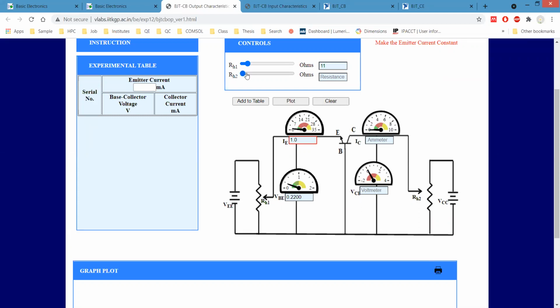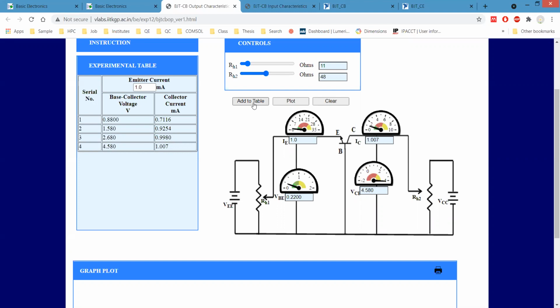So please note down the data. Oh no, these things you don't have to note down, I can directly take the data from here. Okay, so our VCB is 0.88 volt, and we have current in milliamps 0.7, and for 1.58 volt the current is 0.92 milliamps.